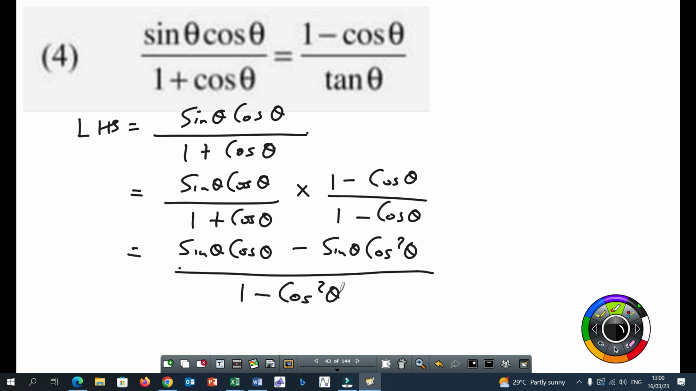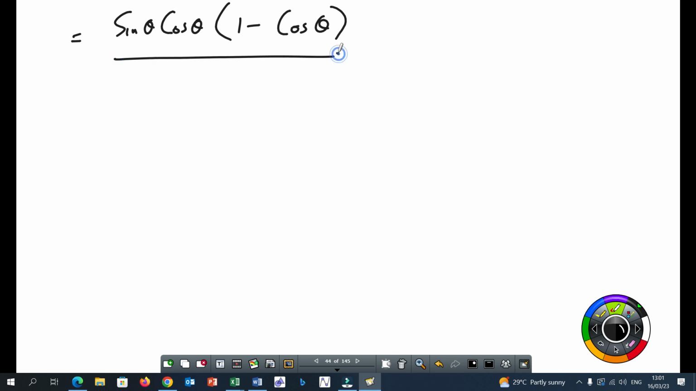Then we take out a common factor in the numerator. It wasn't that necessary for me to multiply because I'm going to go back to what I did earlier, but I'll carry on from here. To create that numerator 1 minus cos theta, I need to take out a common factor. So this will be equal to sine theta times cos theta times 1 minus cos theta all over sine squared theta, which is sine theta times sine theta.